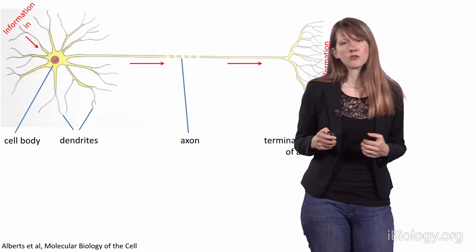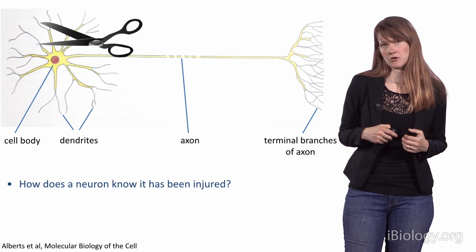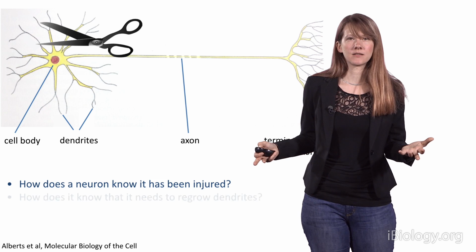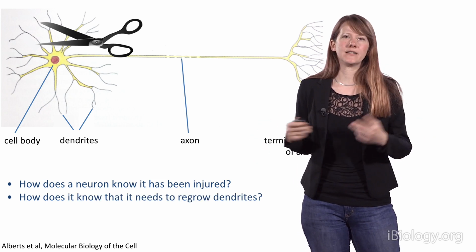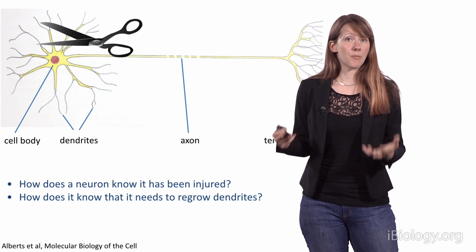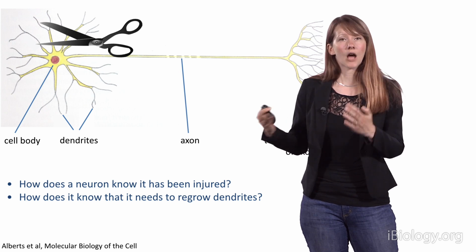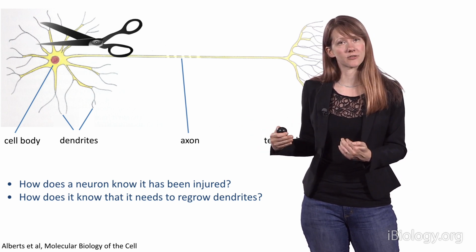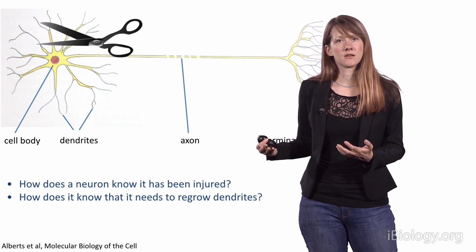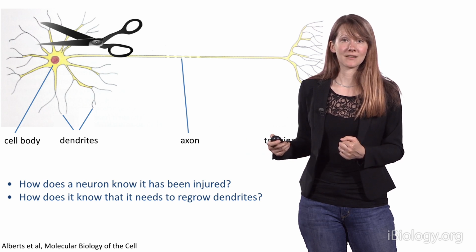Back to our cartoon of a neuron, after it's been injured, how does it know that it's been injured? How does it know that it doesn't have any more dendrites? How does it know that it needs to regrow them and needs to respond to this kind of injury? One hypothesis that we have is that it is the lack of information coming from those dendrites after injury that tells it it needs to regrow new dendrites. But is that actually the case? Remains to be seen.